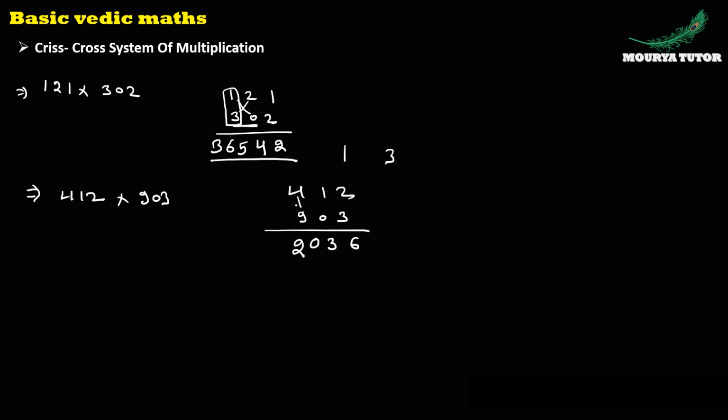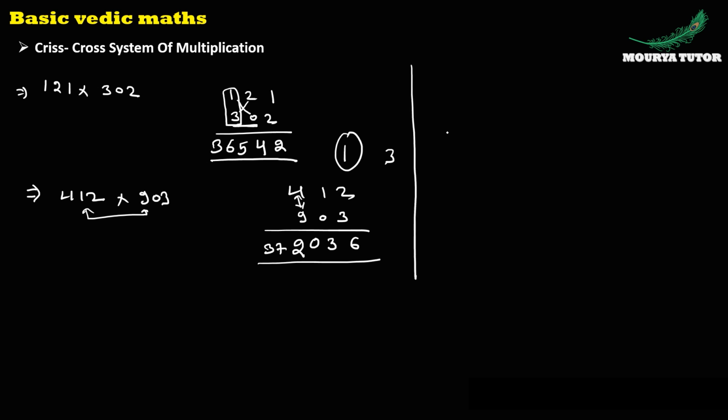Do the multiplication between these two numbers. 9 into 4 is 36, 36 plus 1 is 37, right? So this is your answer. This is the multiplication answer of these two numbers. Now let's find out the patterns also.